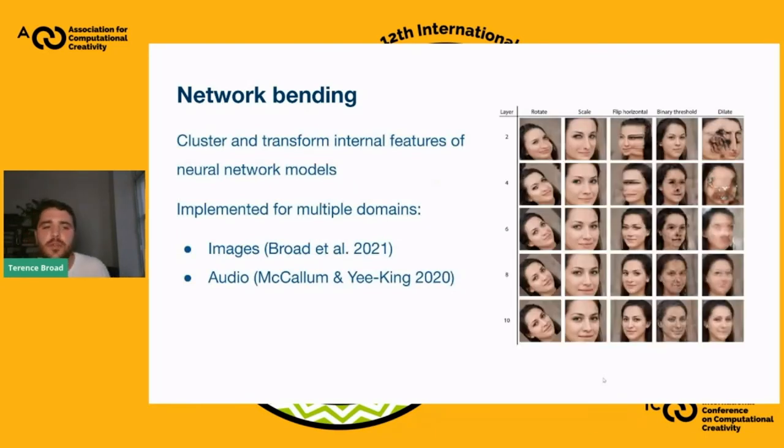This has been implemented for multiple domains. I presented this work at EvoMUSART earlier this year. We did this work on images, and it's also been done in the audio domain by my colleagues at CCI and Goldsmiths. As you can see, by applying different transforms in different layers of the network, we get very different results. You can also analyze the models and group the features together based on similarity, and then transform semantically meaningful components of the model at the same time.